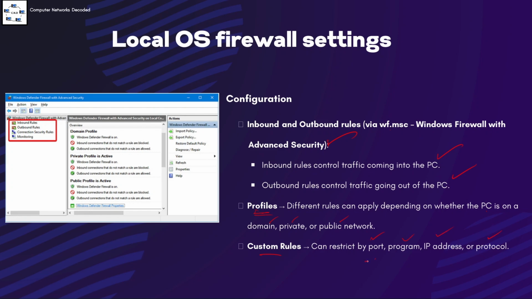For example, a port can be 3389, program can be, let's suppose, a Steam application, IP address can be anything. Let's suppose you have this IP address 192.168.100.20, and protocol can be TCP. So using all these combinations, you can configure the ports.